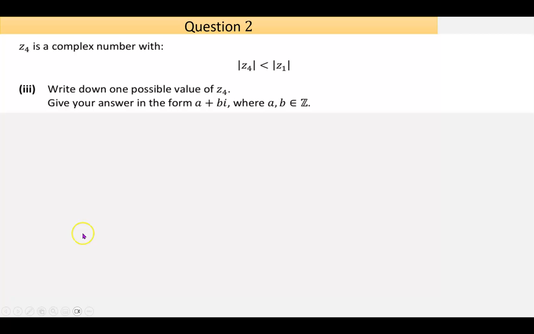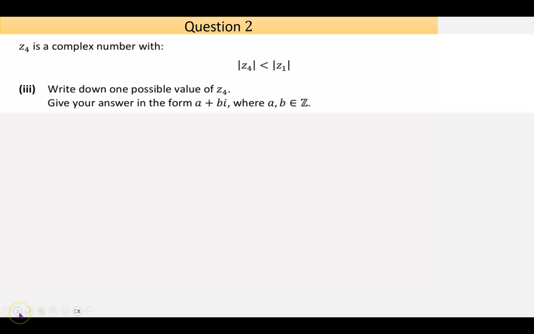Now, part 3 then says Z4 is a complex number where its modulus, these bars mean the distance of, in complex numbers, that means modulus. The modulus of Z4 is less than the modulus of Z1. Write down one possible value of Z4. Give your answer in the form of a plus bi, where a and b are elements of Z, and that just means they're integers. They can be either a positive or negative whole number. Not a fraction, not a decimal, they're whole numbers, but they can be positive and they can be negative.